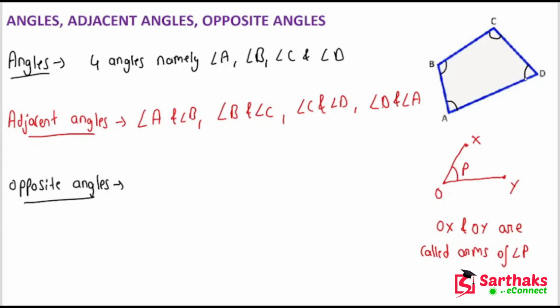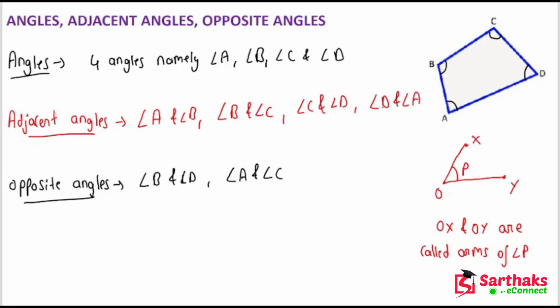So angle B and D, you can clearly see their arms for angle B are AB and BC, and for D it is CD and AD. So no arm is common, right? So angles which do not have a common arm are called opposite angles. For example, we have two pairs of opposite angles, angle B and angle D, also angle A and angle C. So we have four angles, namely A, B, C and D, adjacent angles, and then opposite angles, right? So this was all about the angular part of a quadrilateral.